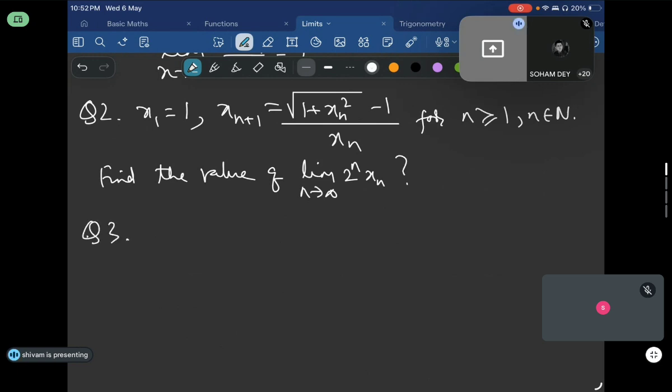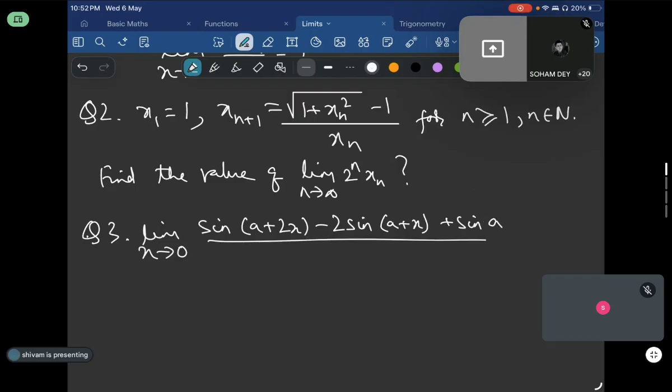Next, question number 3. Limit x tends to 0, sin(a + 2x) minus 2 sin(a + x) plus sin a, upon x square. Solve.